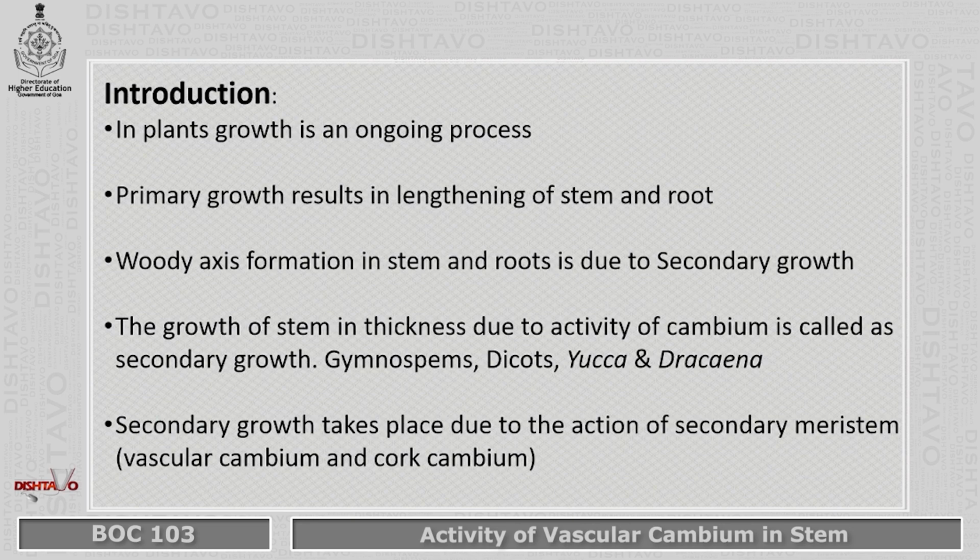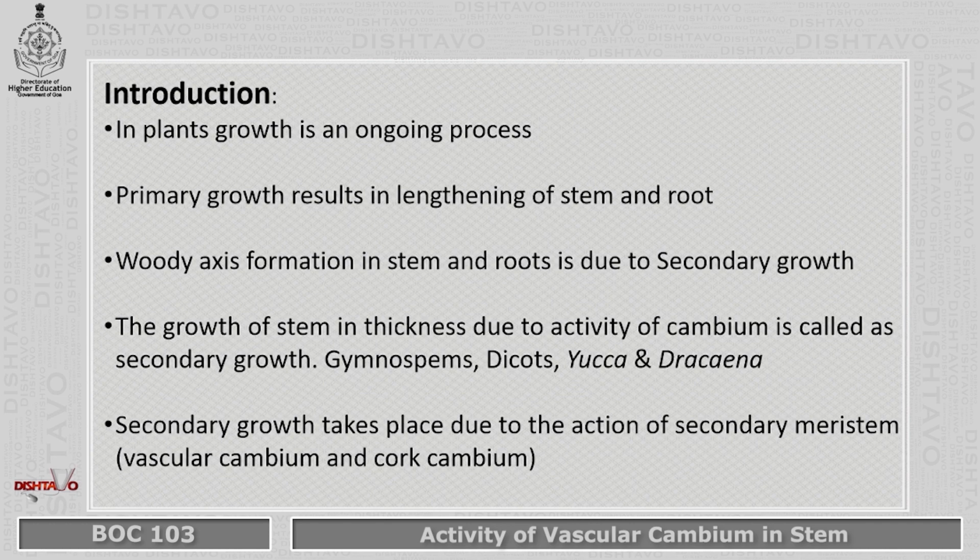In plants, growth is an ongoing process, and this growth initially is the primary growth, which results in the lengthening of stem and root. Woody axis formation in stem and roots is due to secondary growth. The growth of stem in thickness due to activity of cambium is called secondary growth, which occurs in gymnosperms, dicots, and in monocots, examples of which include Yucca and Dracaena.